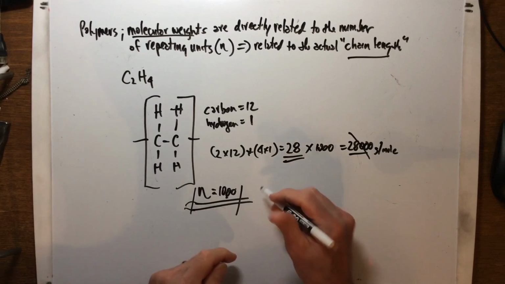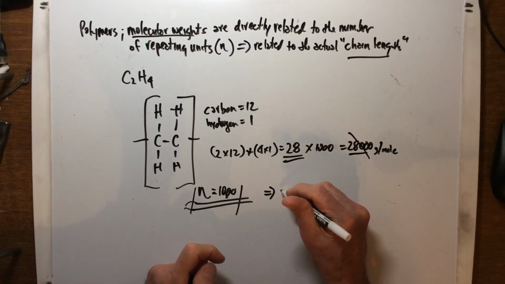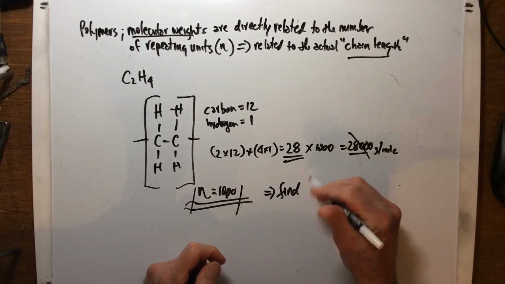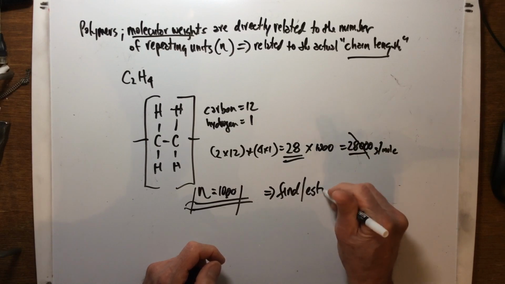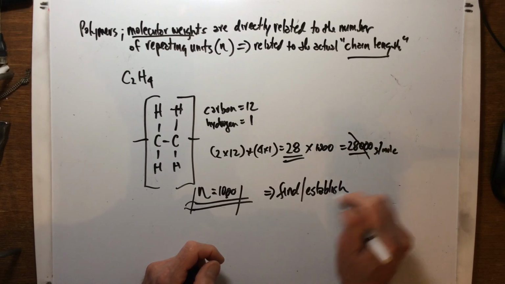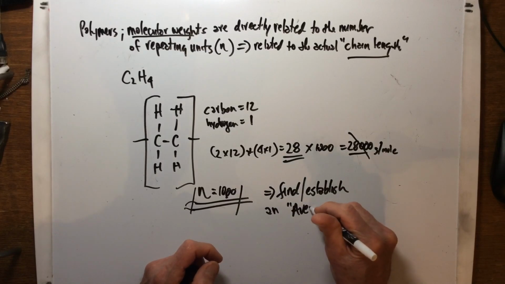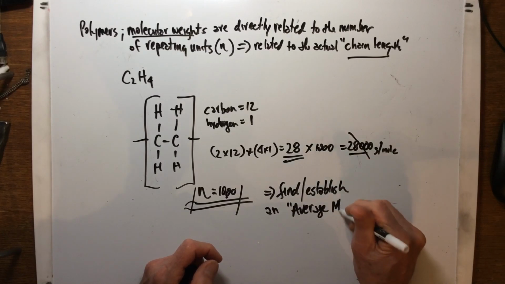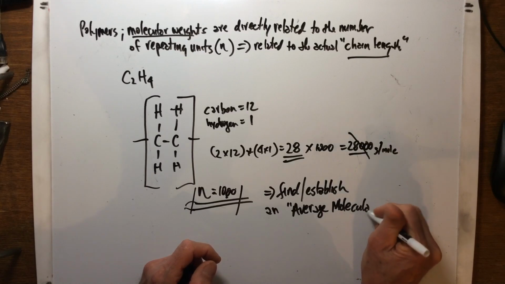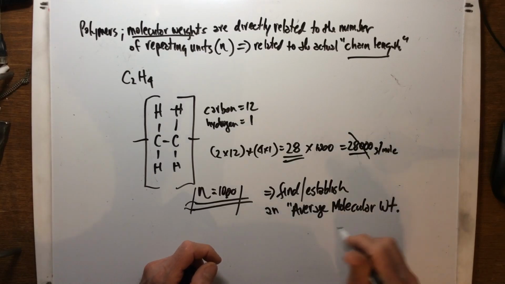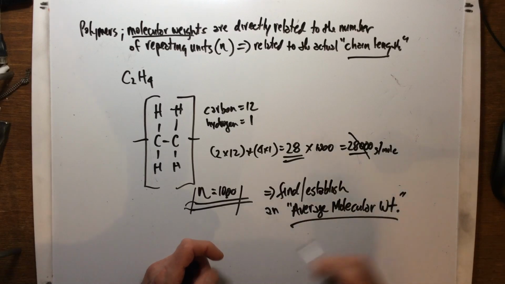So therefore, what we have to strive for is to establish, or find, what we call an average molecular weight. Okay, an average molecular weight. All right, now.